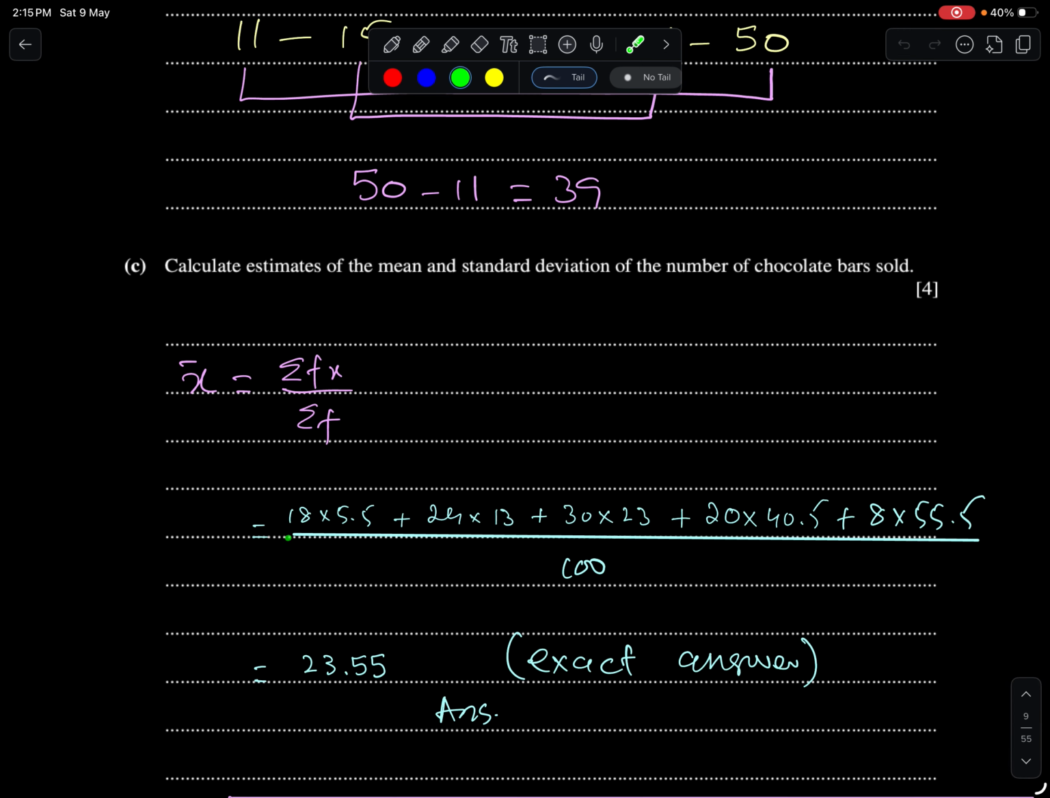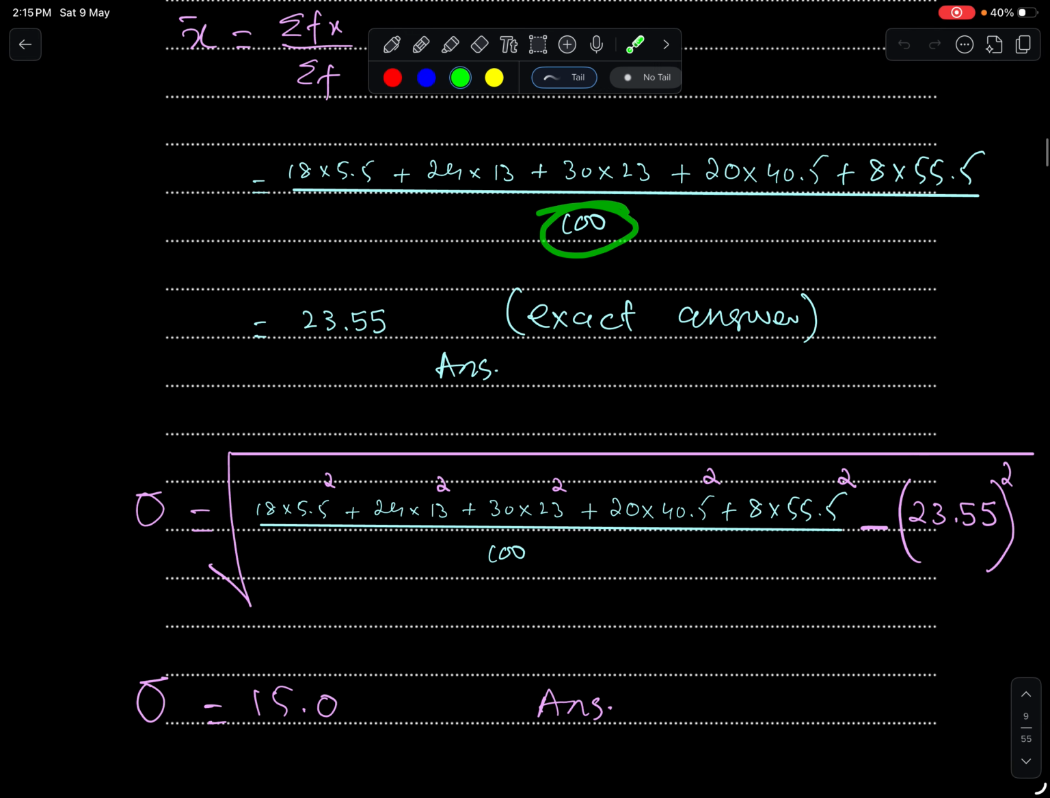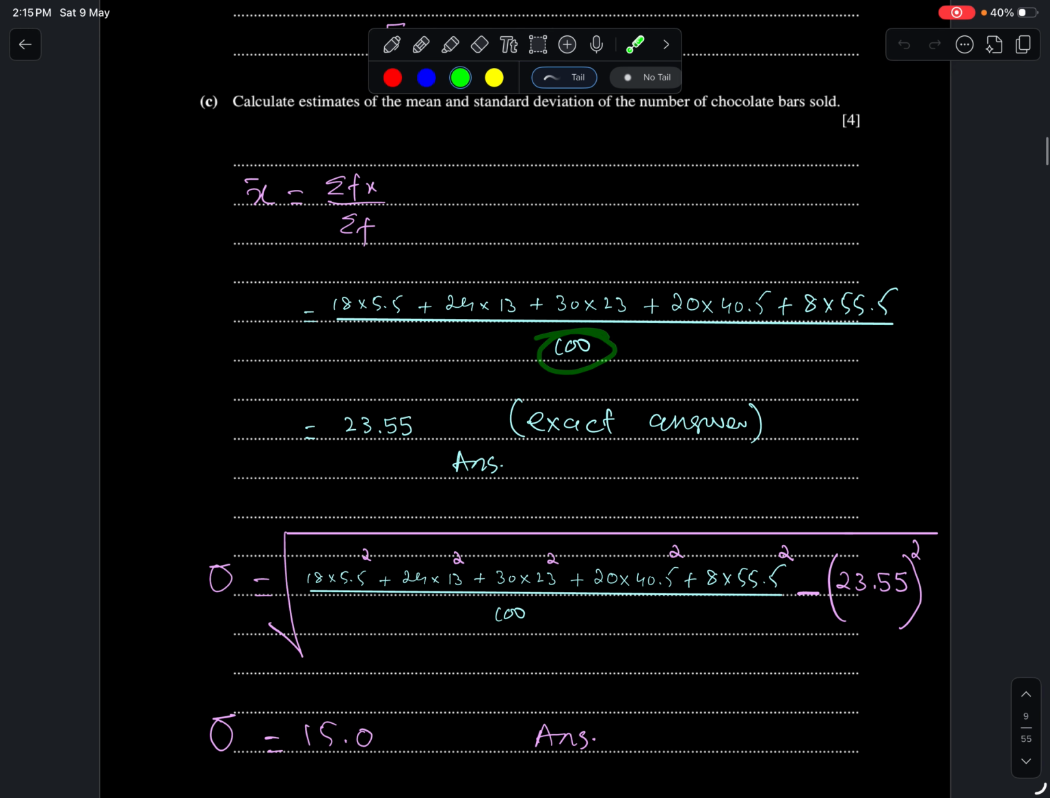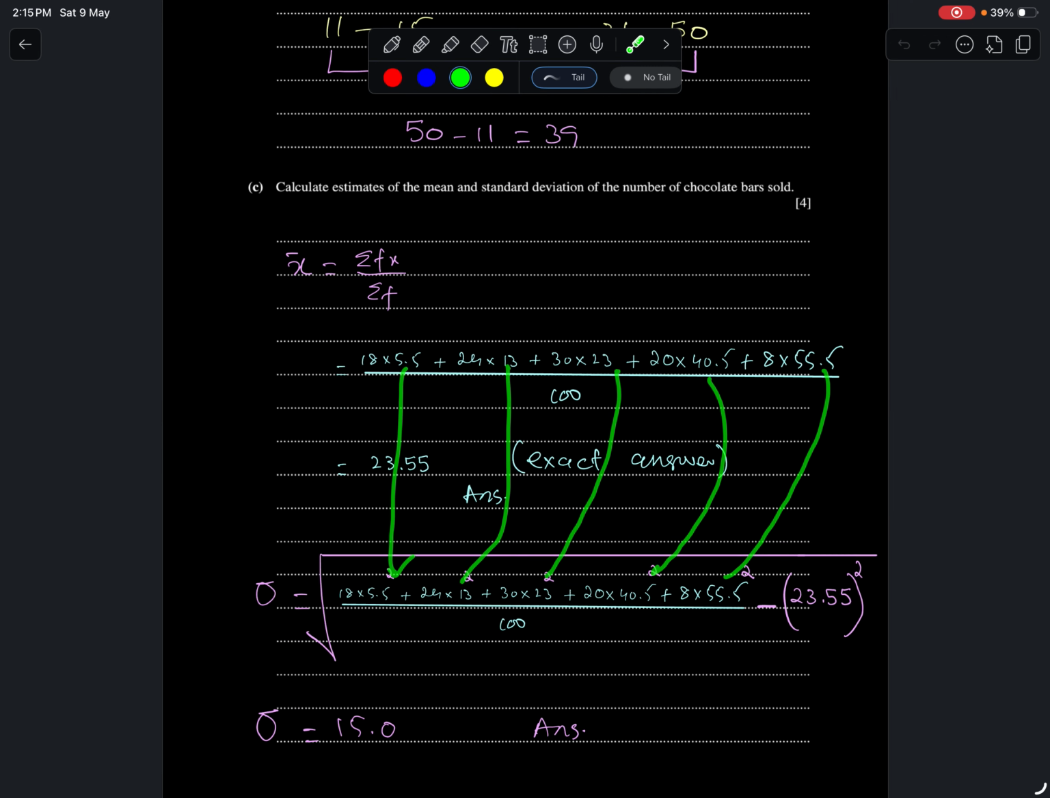Now mean is here, sigma fx over sigma f. And variance is also here. In variance, we square these, 5.5 squared, x squared. Please check this solution.